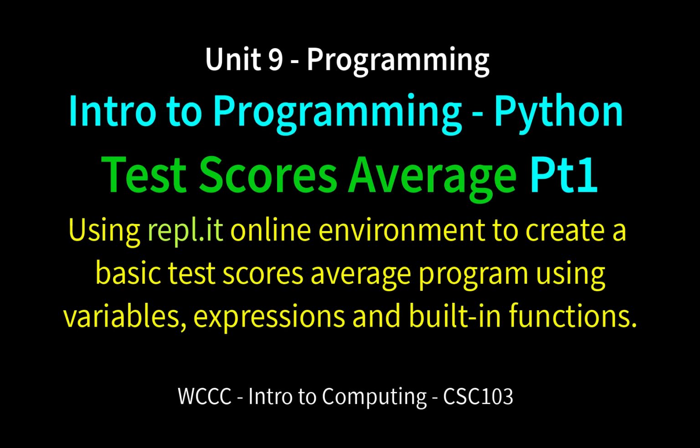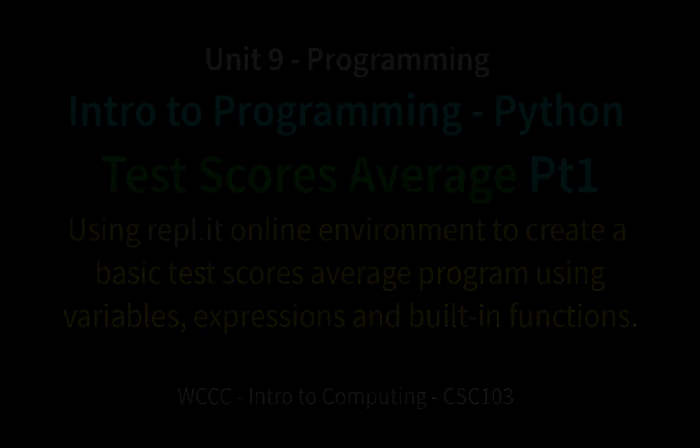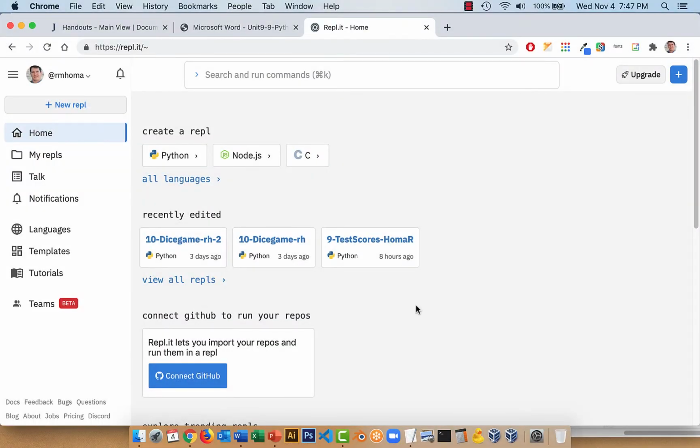Welcome, CSC 103, to exercise 9 out of unit 9. This is our test scores and it's our introduction to programming, and we're going to do some coding. And instead of using Trinket like we've used in the past, we're going to use repl.it. And hopefully you've already watched the video on setting up repl.it.